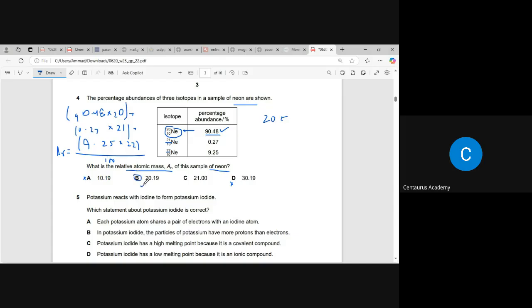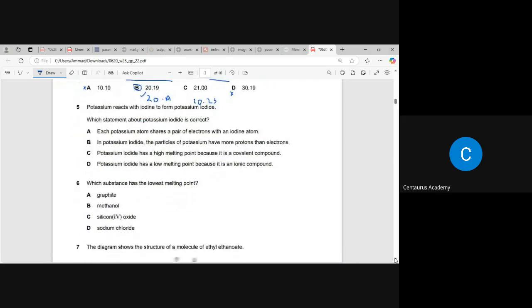But you can also cross check it by doing the formula. This is the quickest method to find your final answer. However, this method should be cross checked if, let's suppose, the other option you have is 20.19, and the other option is maybe 20.23. Then you will have to cross check it by using your relative atomic mass formula.